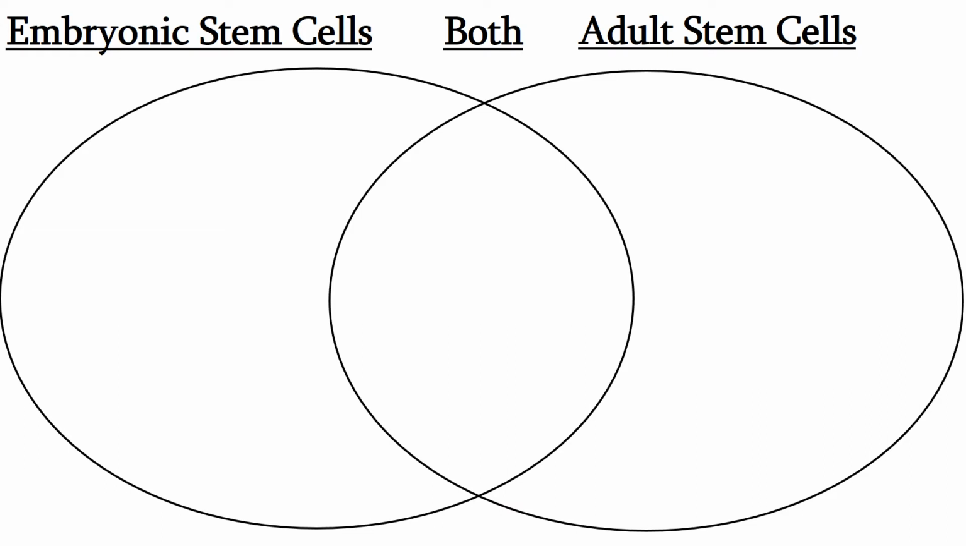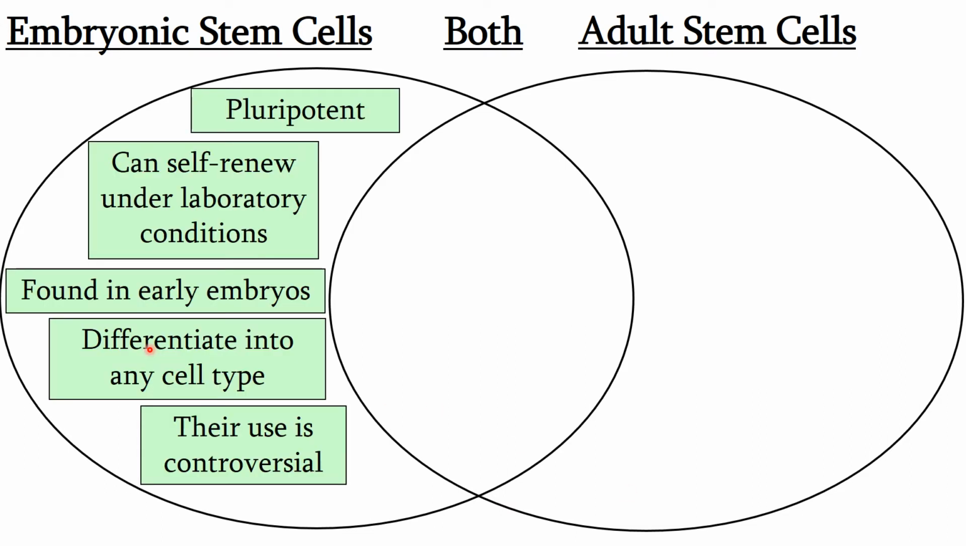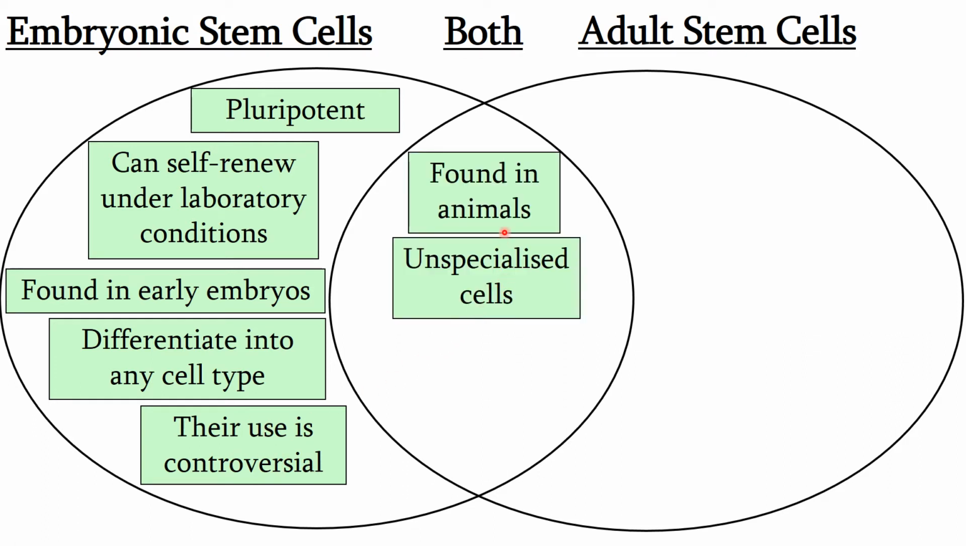So this is what you should have for embryonic stem cells. They are pluripotent, which means they can differentiate into any cell type, can self-renew under laboratory conditions only, not naturally, found in early embryos, and their use is controversial. And we'll come on to this controversy in a minute. Both of them are found in animals and they're unspecialized cells.